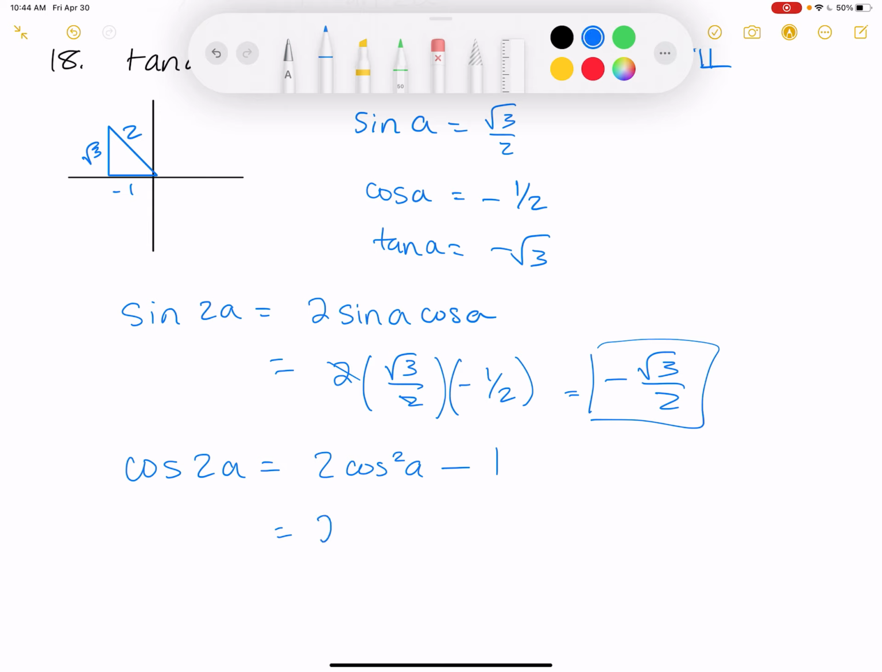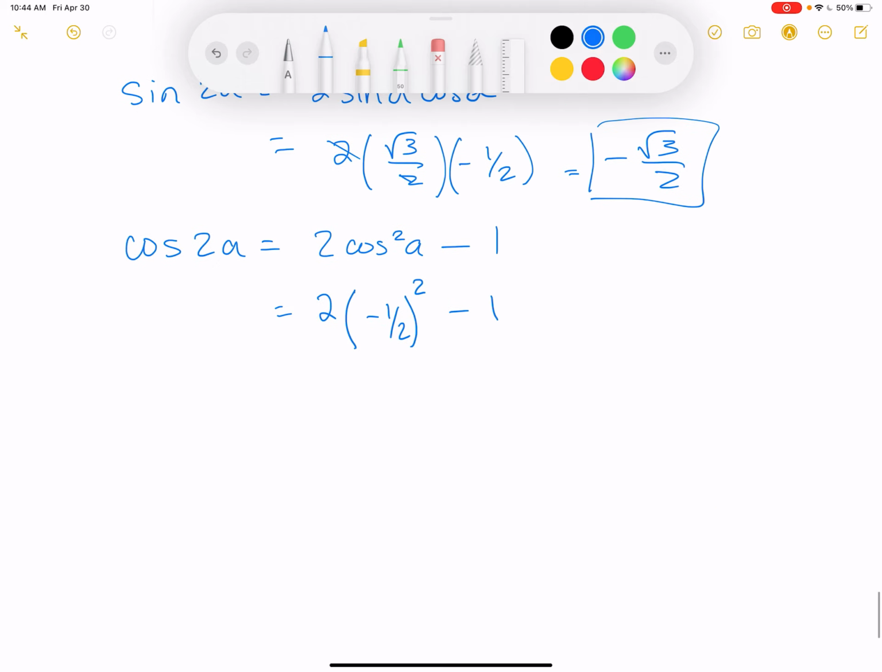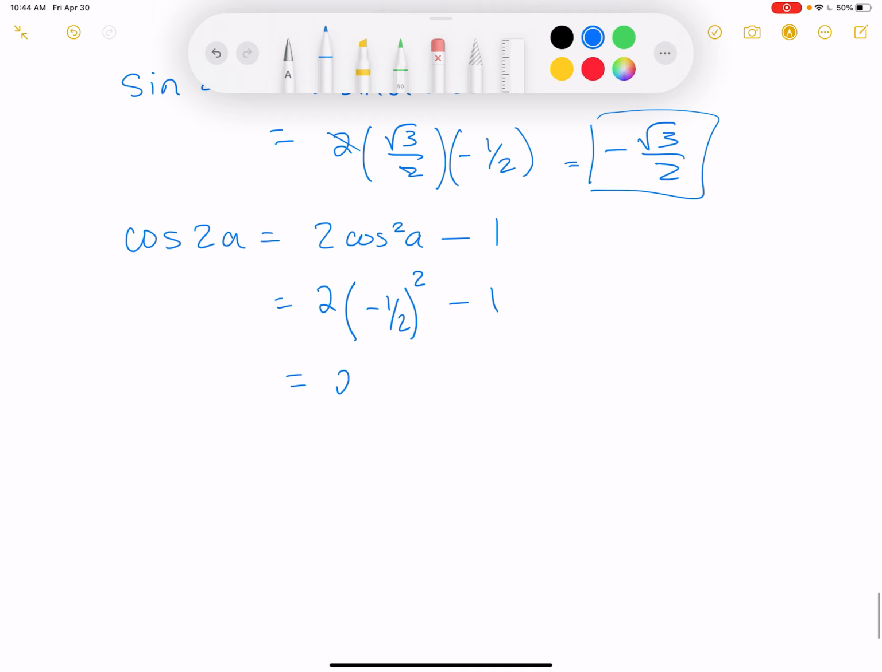All right, so 2 times, cosine of A was -1/2, and I've got to remember that's being squared. So I'm going to square this first. What is -1/2 squared? It becomes positive 1 over 4. 2 cancels with a 4, so 1/2 minus, I'm going to go ahead and make that a 2 over 2. So -1/2.